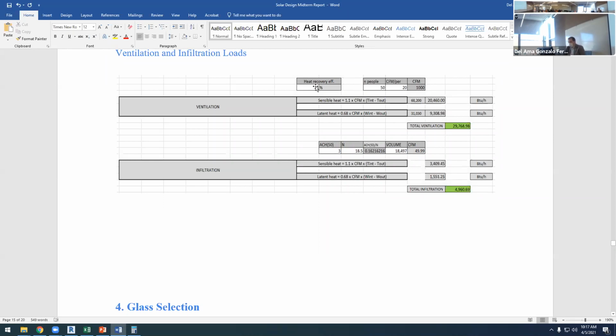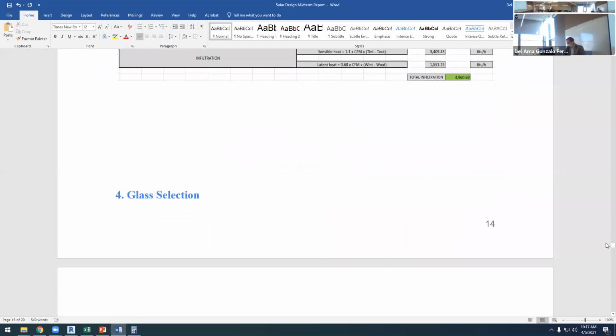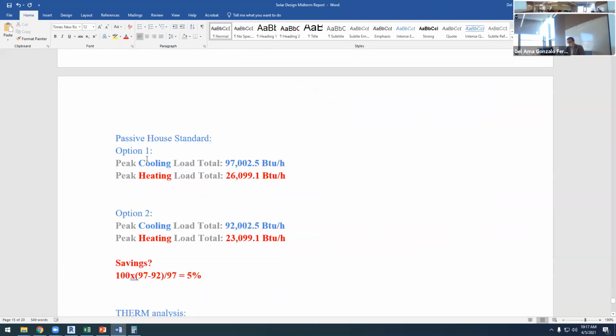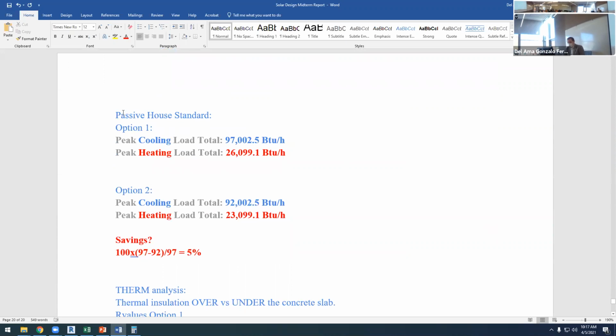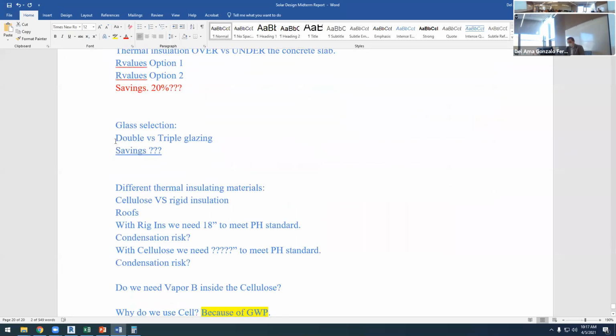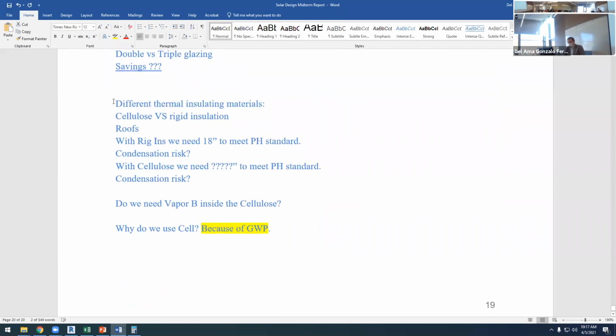Okay, so we can extend this as much as we can, but I think for you, if you answer these questions about the passive house standards, about the thermal analysis, the glass selection, and about the different thermal insulating materials, for conclusions would be more than enough.